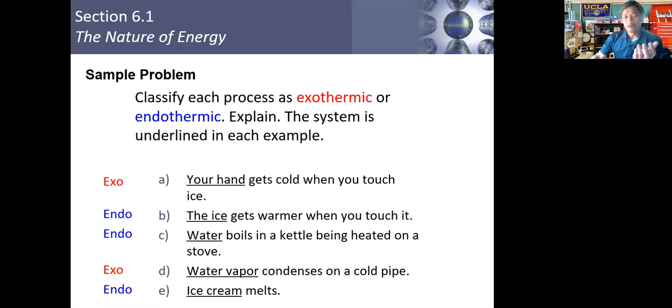If it's an endothermic process, it means it's absorbing heat. So when you sweat, and I've talked about this before, the sweat on your forehead actually serves to cool you down because it's absorbing heat from you in order to evaporate. But with that said, please email me if you're interested in that.